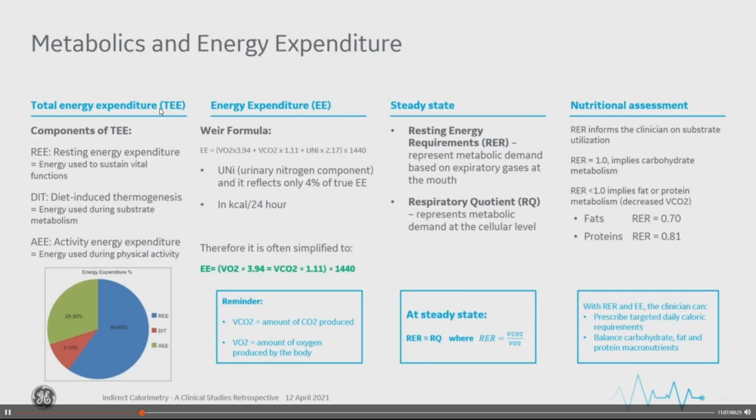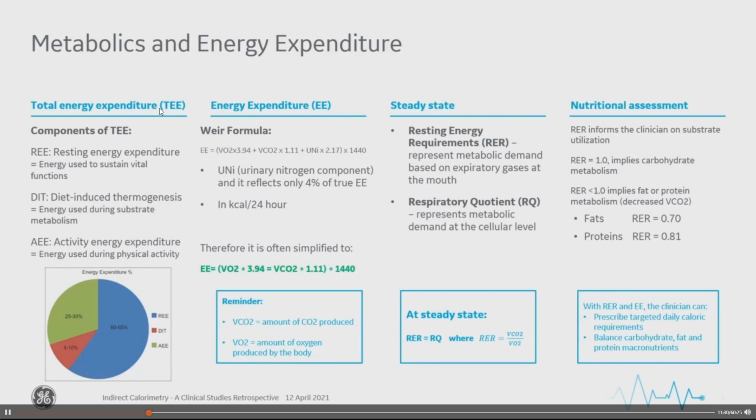The steady state is your resting energy requirement, or the RER, and built upon that is your respiratory quotient. So if you look at the blue box at the bottom, at steady state, the RER is also equivalent to your RQ, and it's a division of the VCO2 divided by the VO2. So RER equals, in parentheses, RQ, which equals VCO2 over VO2.